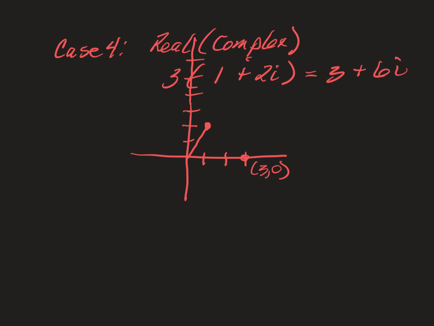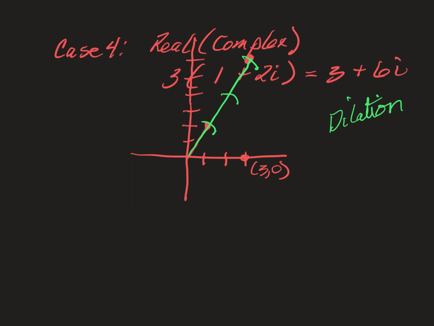If you plot that point, it turns out that point ends up being on the same line, but it's just 3 times as far. So the geometric interpretation of a real times a complex number is essentially a dilation, right? It just increases the number, but it keeps it in the same direction.